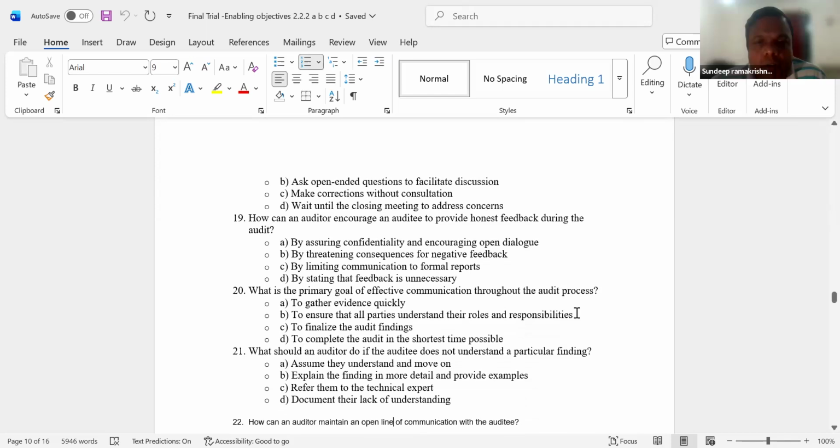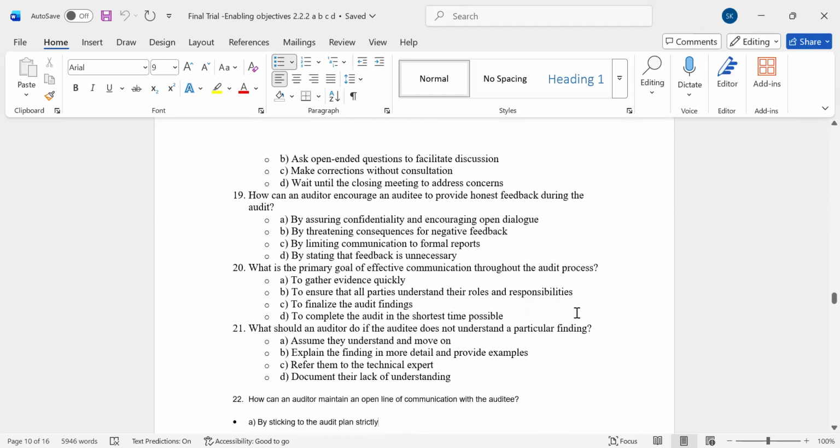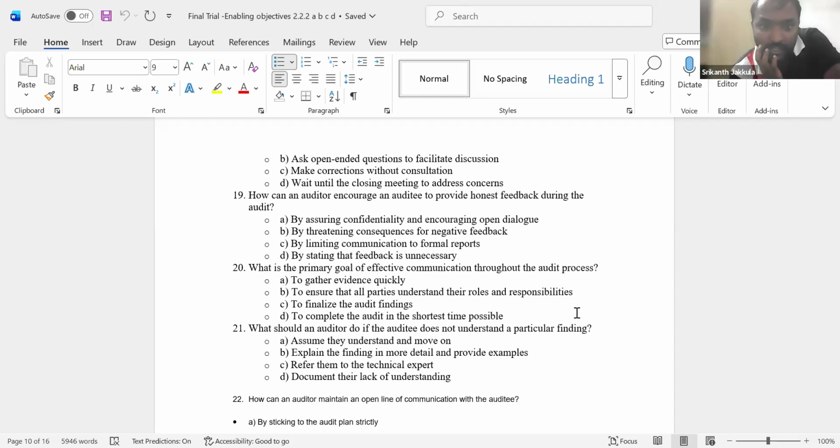Okay, Sashikanta, good. Question number 20. What is the primary goal of effective communication throughout the audit process? A, to gather evidence quickly. B, to ensure that all parties understand their roles and responsibilities. C, to finalize the audit findings. D, to complete the audit in the shortest time possible. B is the answer, sir. Good.